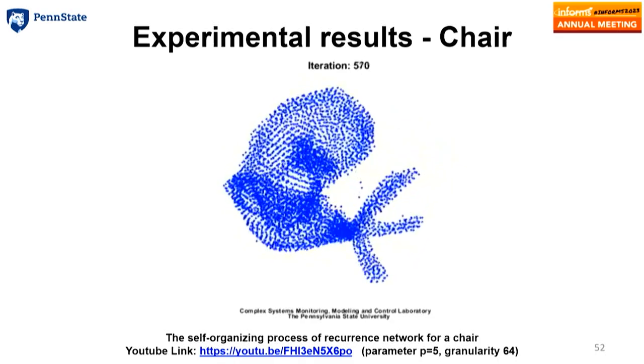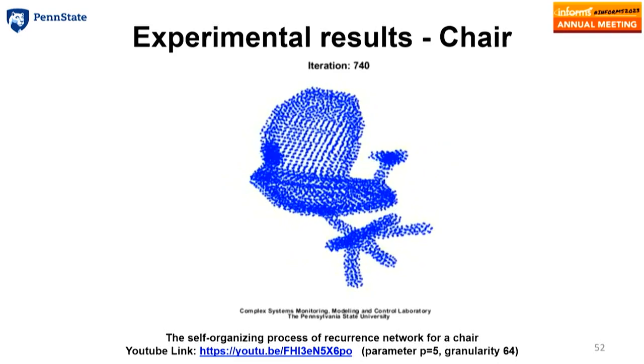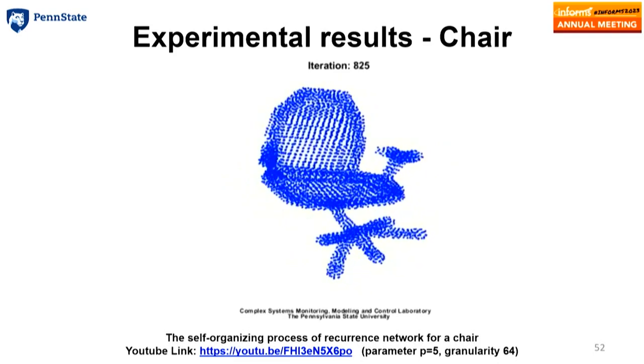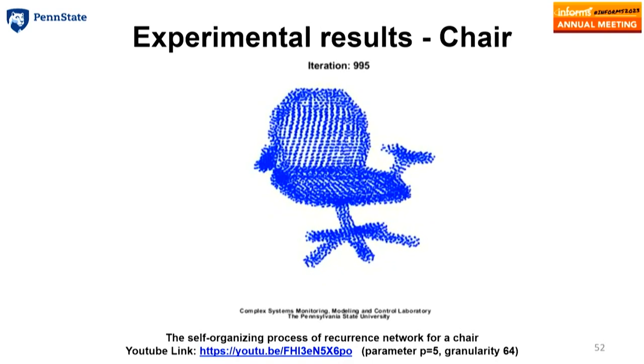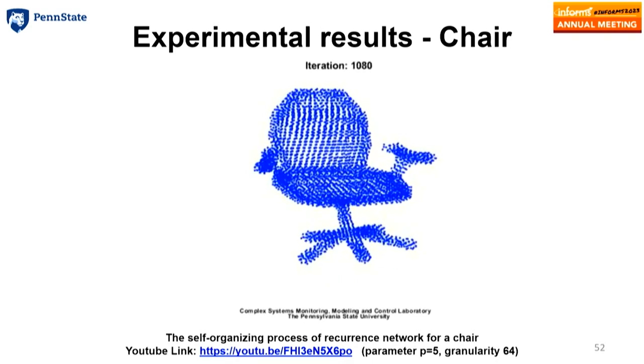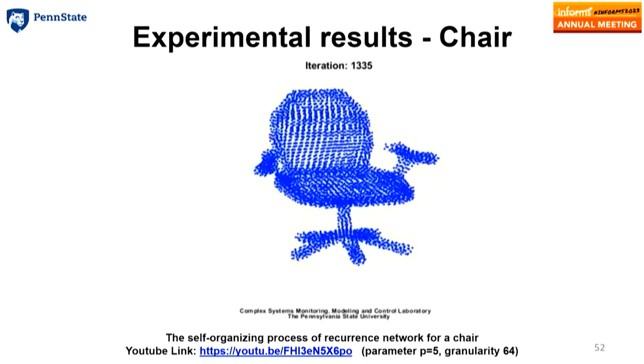From the initial conditions, we see it actually self-organizing into a chair. So this is the self-organizing process of a recurrence network for a chair, and this animation is available on my YouTube channel. So this is for the computer chair.